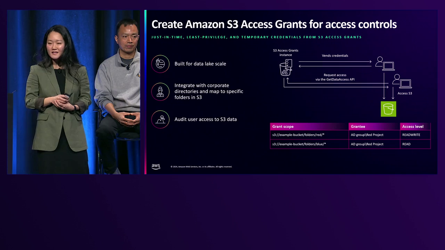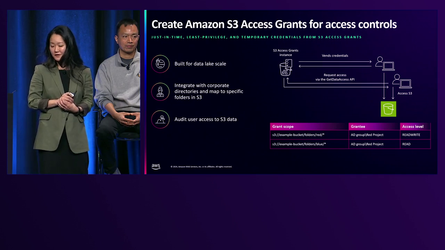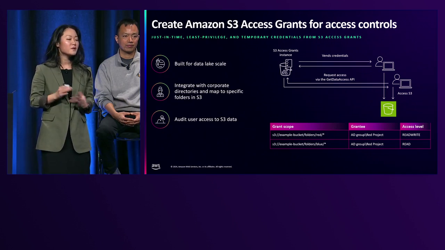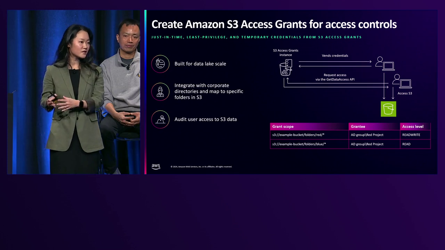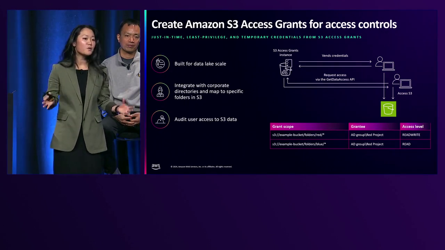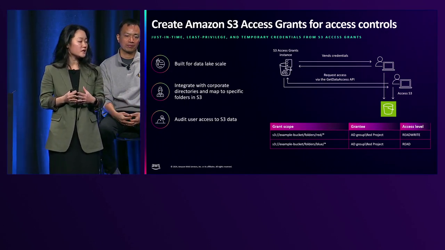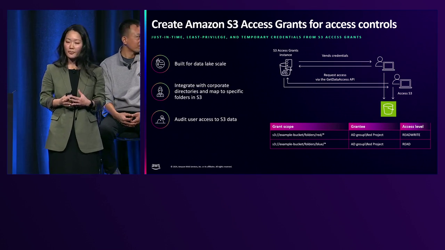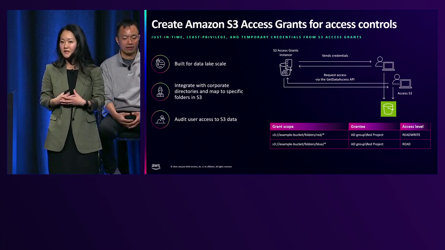And speaking of access, let's talk about the next step after user authentication. To put it simply, you have your authenticated users, you have your data, now you want to map the two. And you want to do this in a relatively straightforward way. That's where S3 Access Grants comes in.